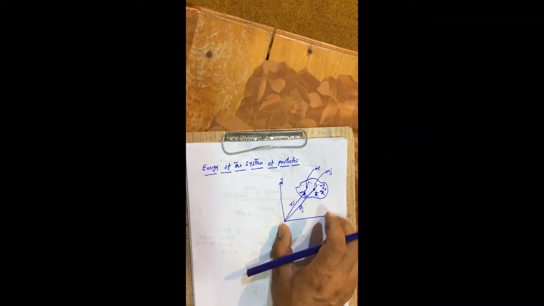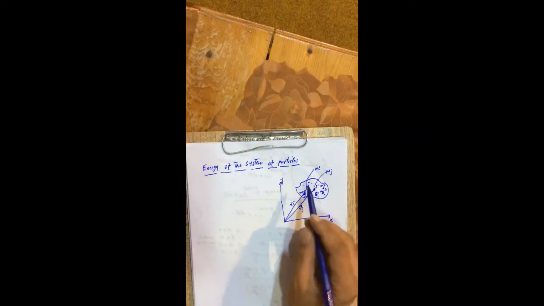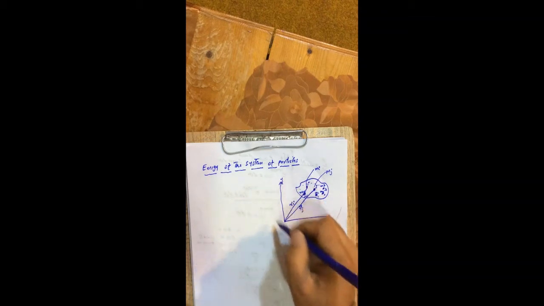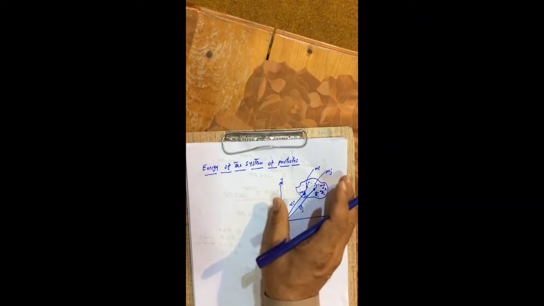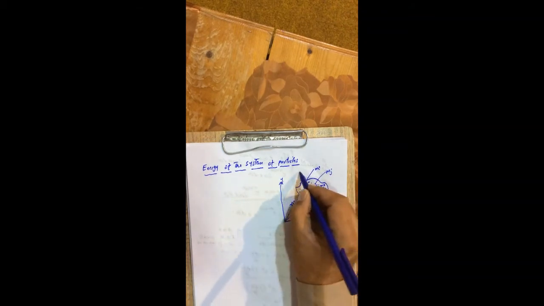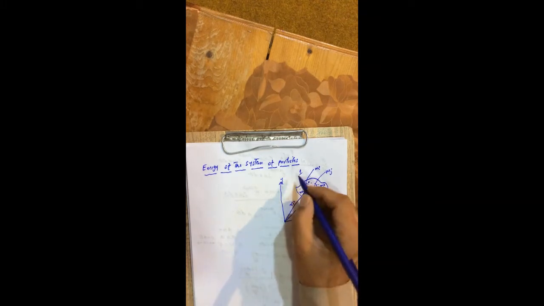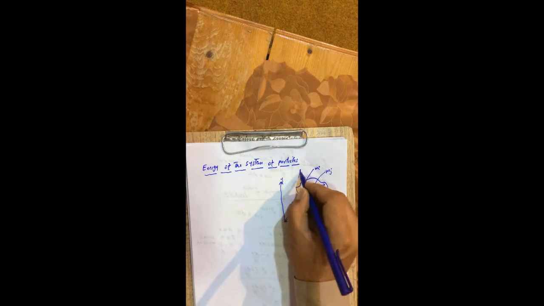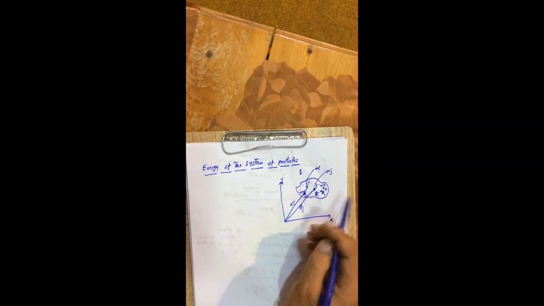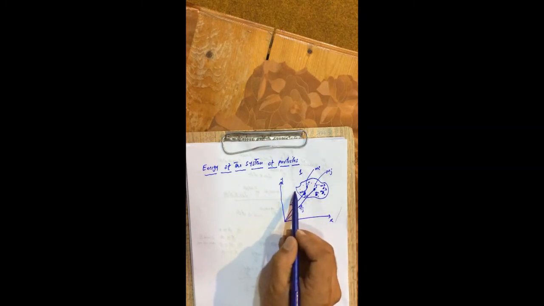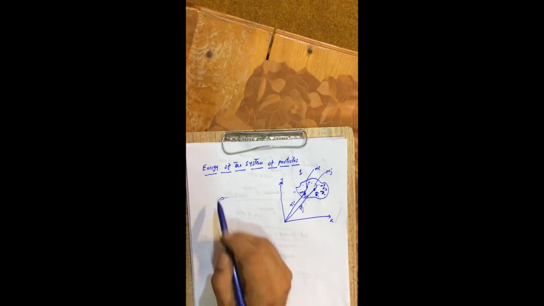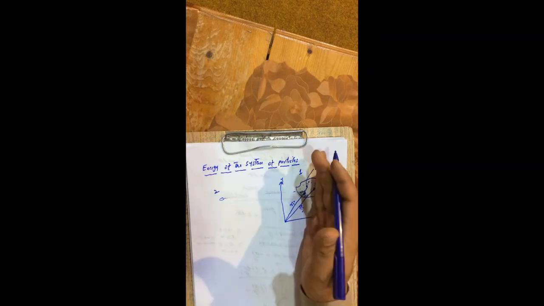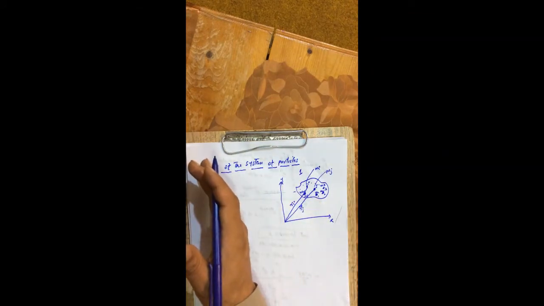Now, in order to calculate the energy of the system of particles, we are moving this system. Let's suppose this system is initially here. Let's suppose this is my position 1, the position of the system represented by this. I am going to move this system from this position to somewhere here. Let's suppose this is the second position. So I move the system from this position to this position.